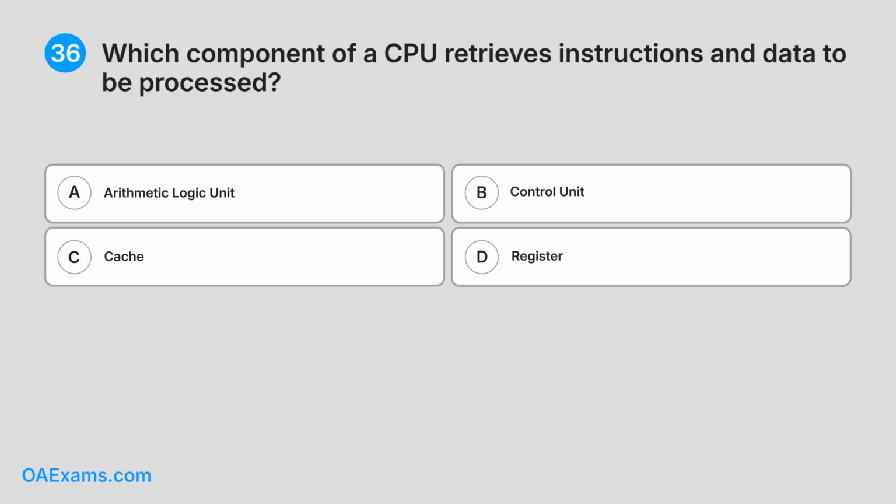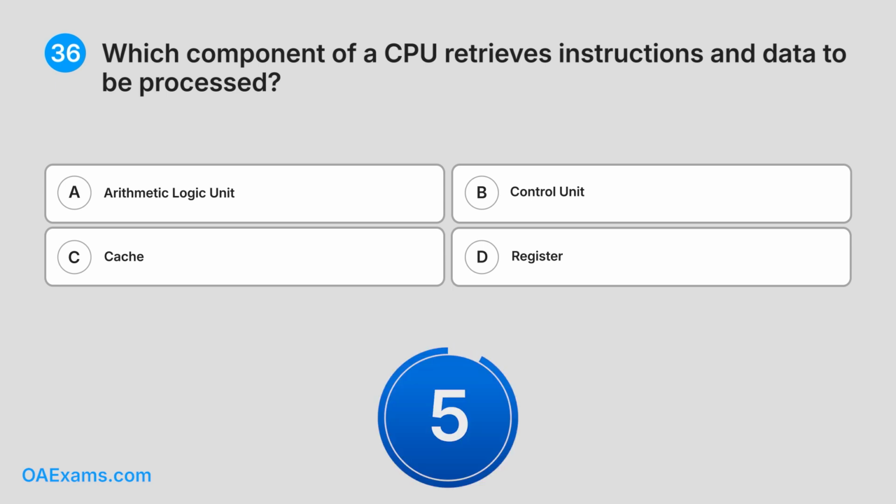36. Which component of a CPU retrieves instructions and data to be processed? A. Arithmetic logic unit. B. Control unit. C. Cache. D. Register. Can you guess the answer?